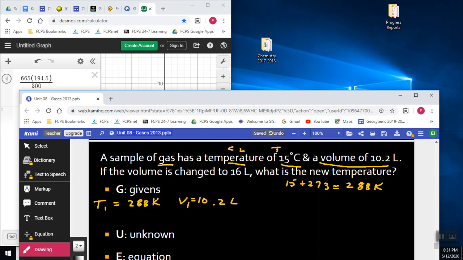So I've got a temperature and a volume. It also says if the volume is changed, so I have a new volume of 16 liters. My volume went up, so I increased the volume. Remember, that means I'm going to increase the temperature. If the molecules are all spread out, that means the temperature is higher. My new temperature is the unknown, and it's going to be higher than 288 Kelvin.